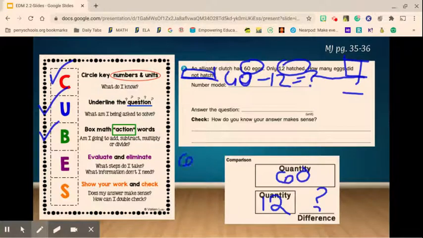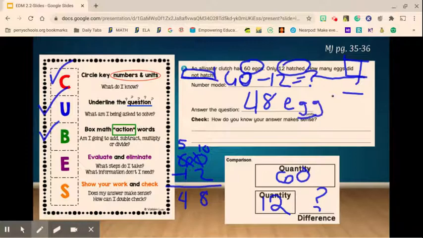So I'm going to do 60 minus 12 over here. I can't do 0 minus 2. So I'm going to go back and trade. Take a 10 and then add the 10. So I have 8. And then I'm going to have to do 5 minus 1 is 4. 48 eggs did not hatch. Now I need to make sure that I have a unit. So I'm going to say eggs here. 48 eggs is my answer.